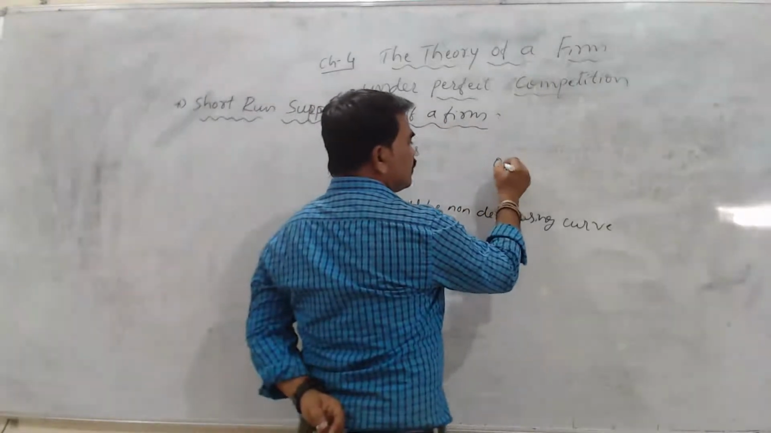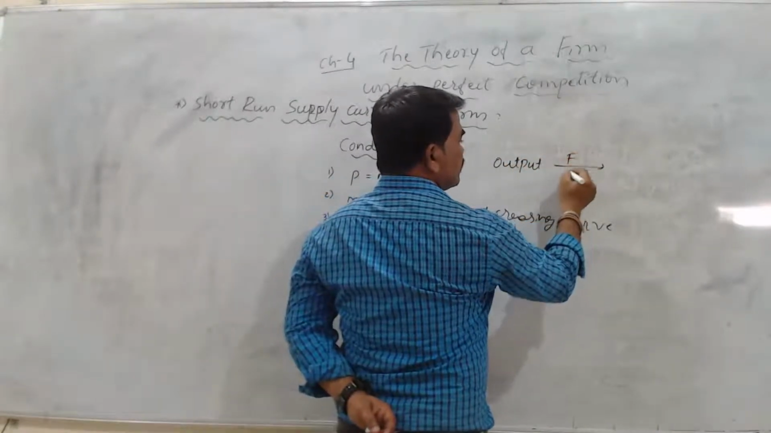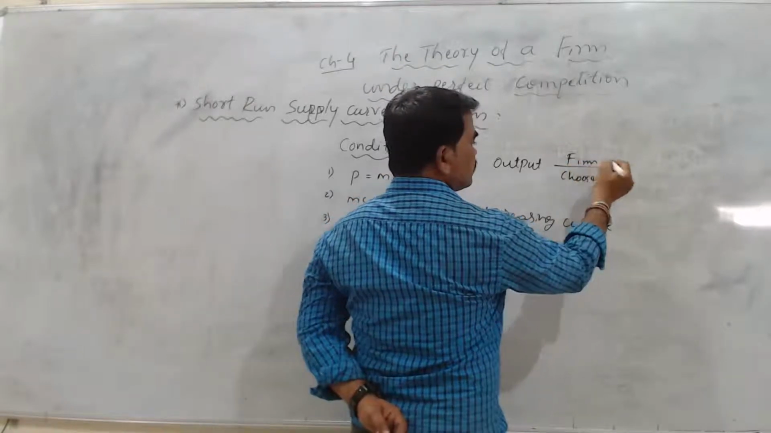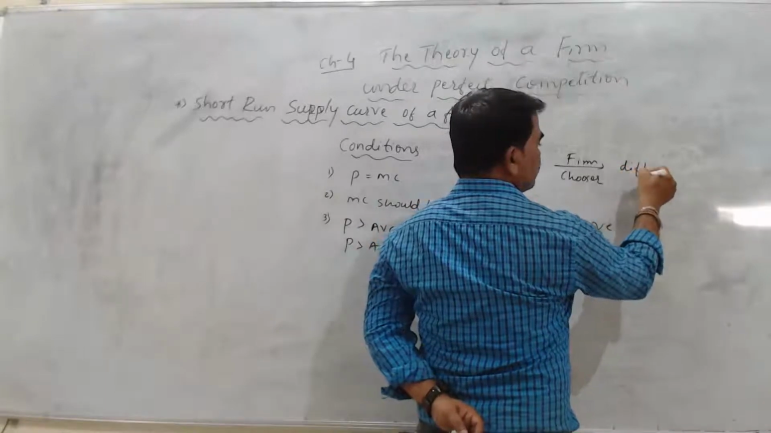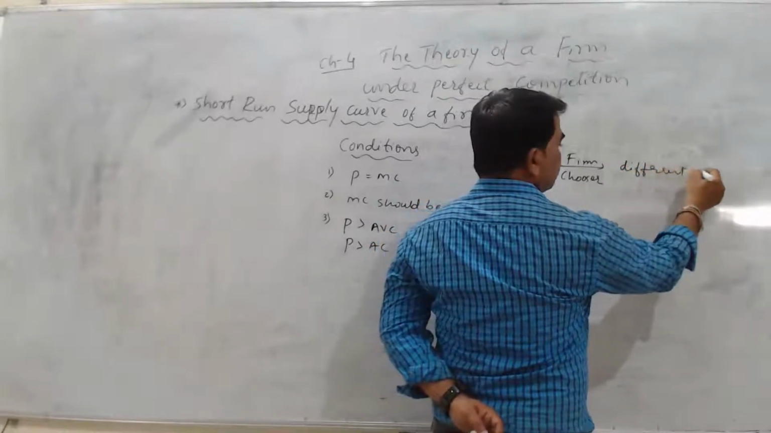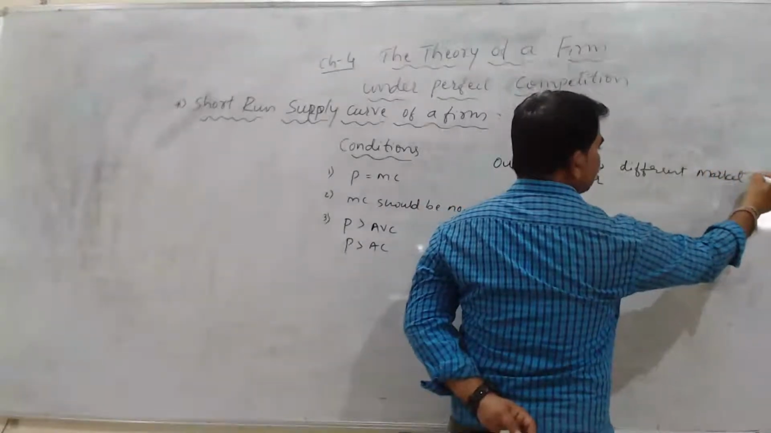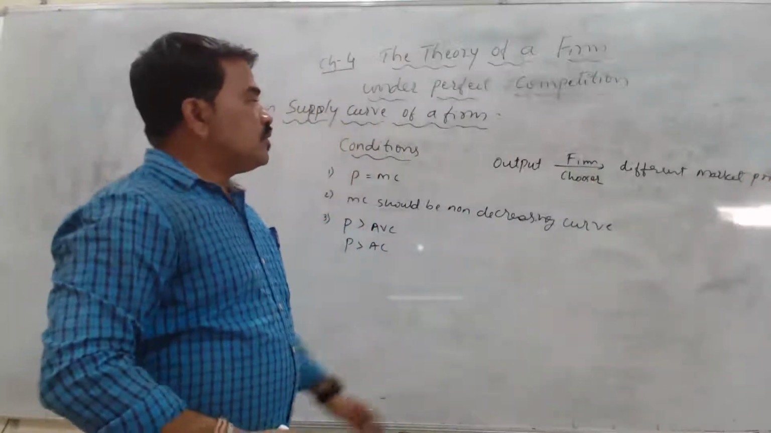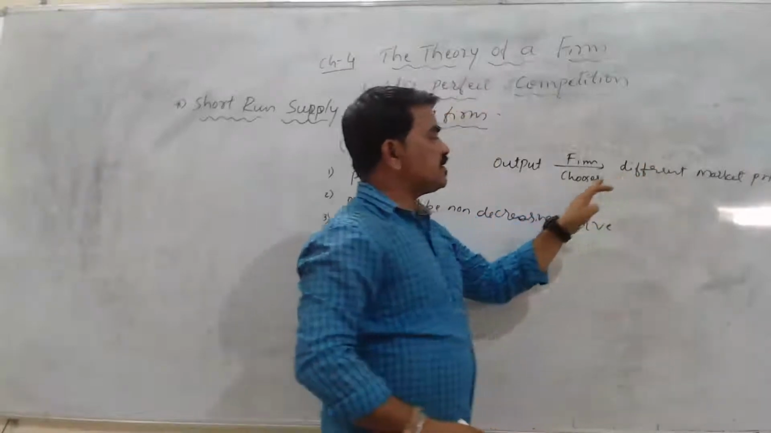It is the output which a firm chooses at different market prices. So what is the output the firm chooses at different market price?